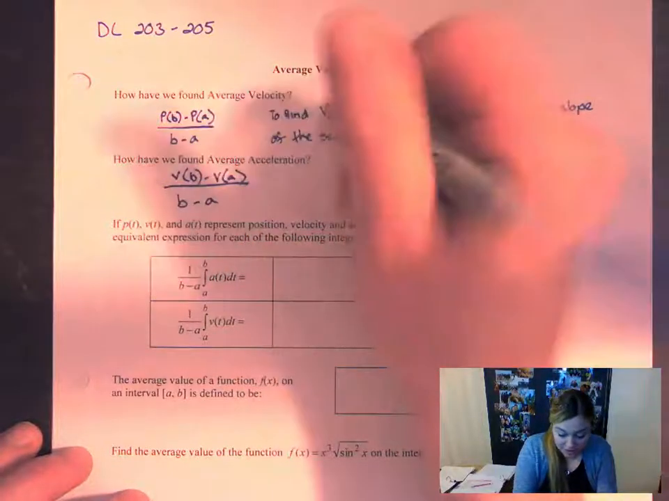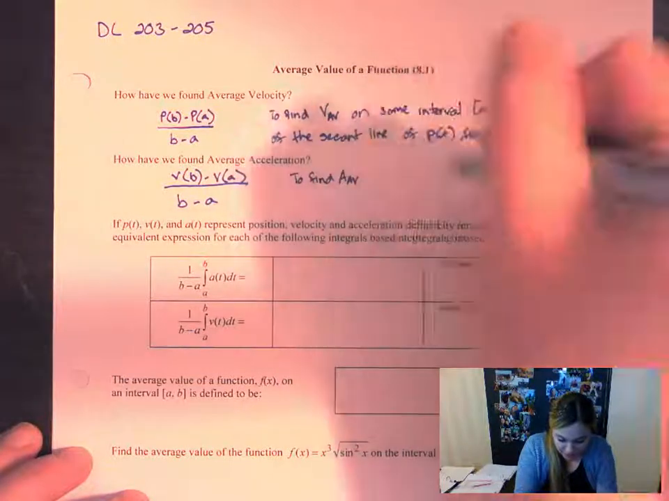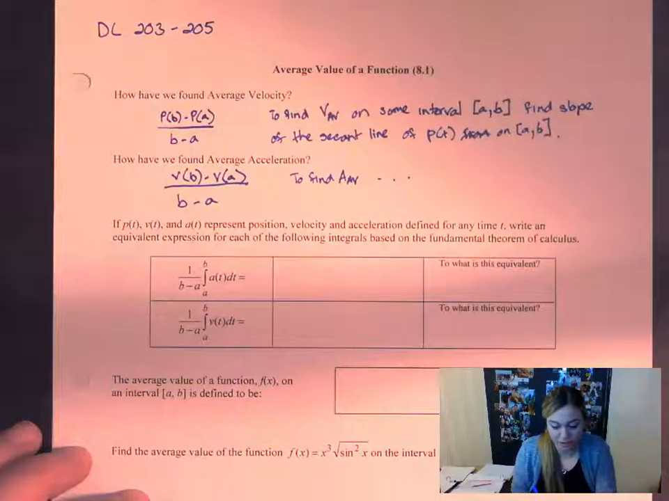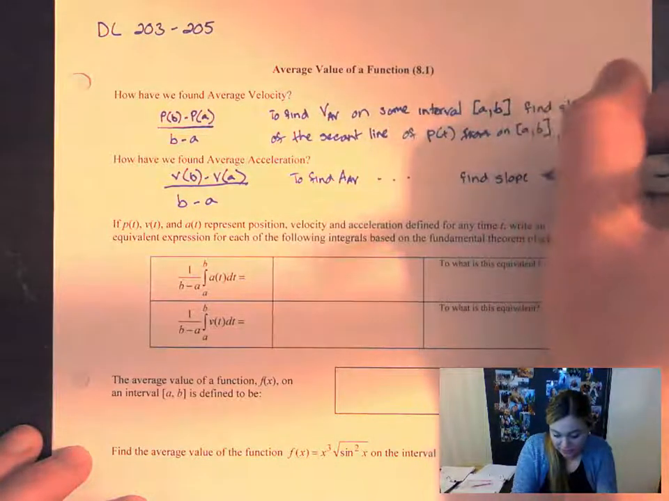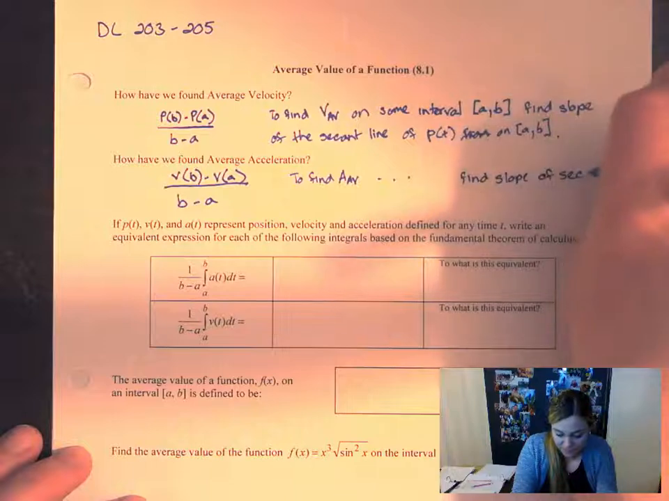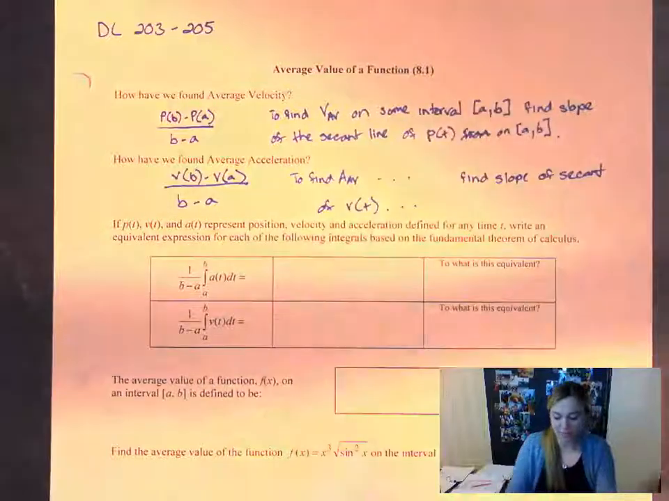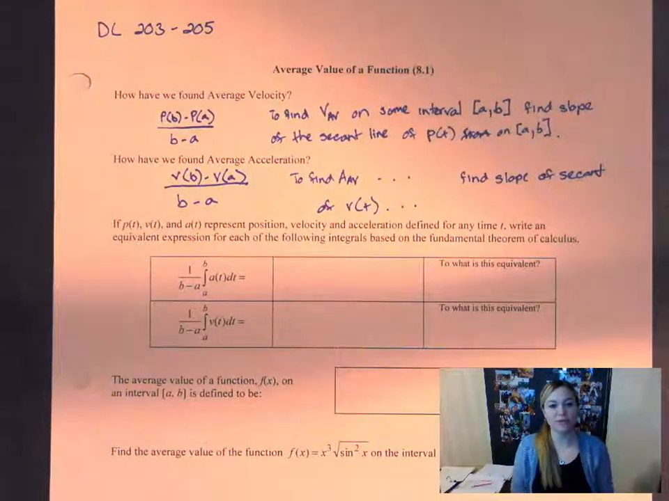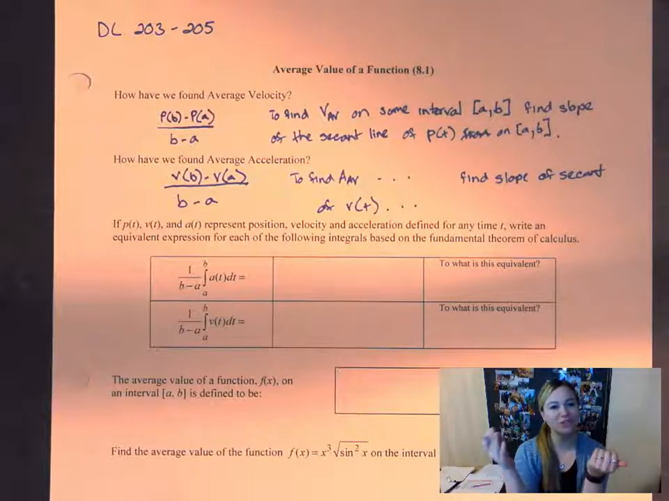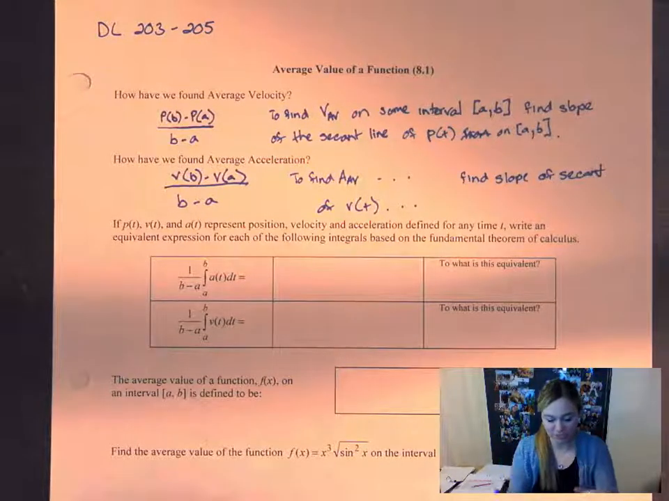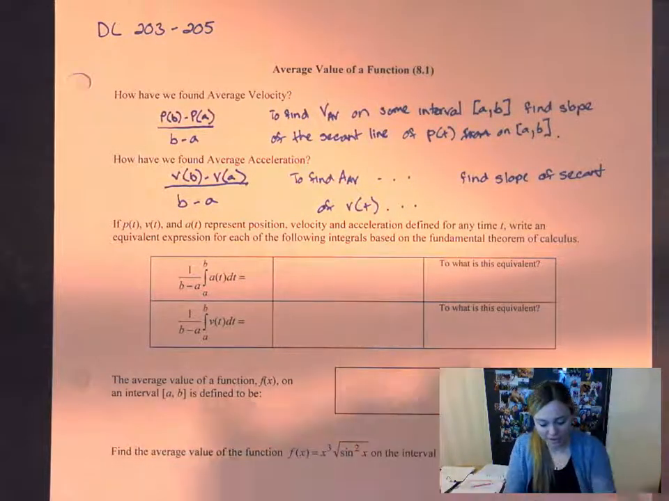Same idea to find A average, the same thing on some interval from A to B. Find slope of the secant of V of T. So same thing as up above, to find the average acceleration, we're finding the slope of the secant line of V of T. Okay, so we've got this, and you've already done this before. It's just been a while, so I'm just trying to bring this up into your memory, or recall it from your memory and bring it into your current thinking.